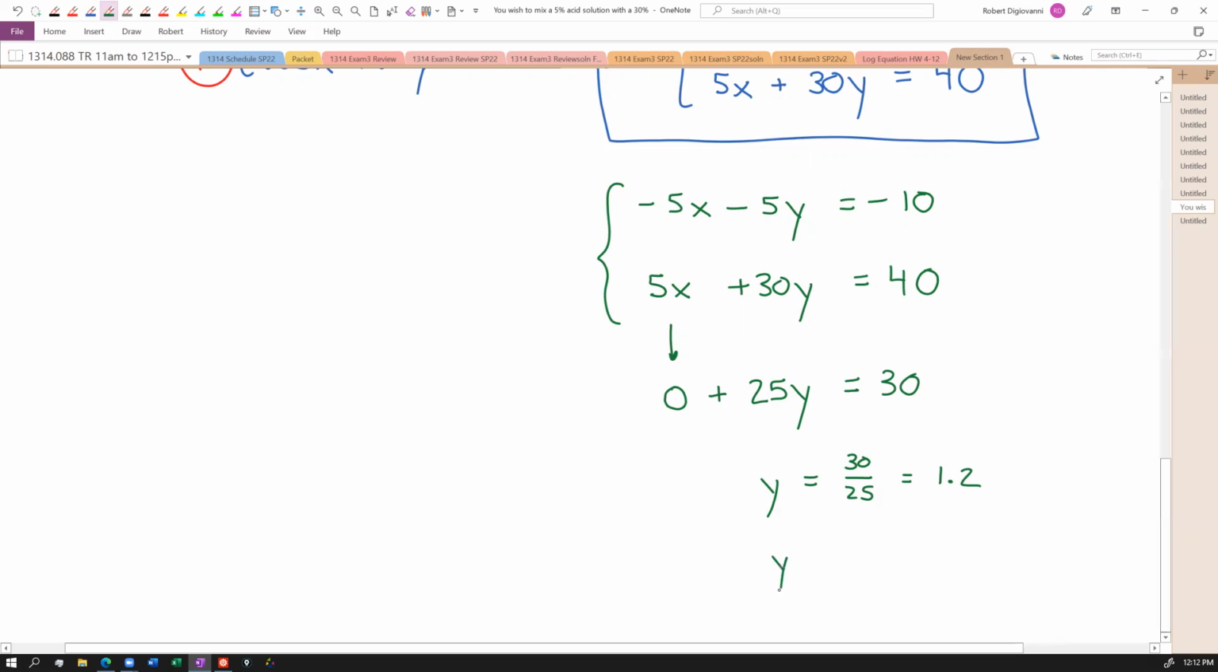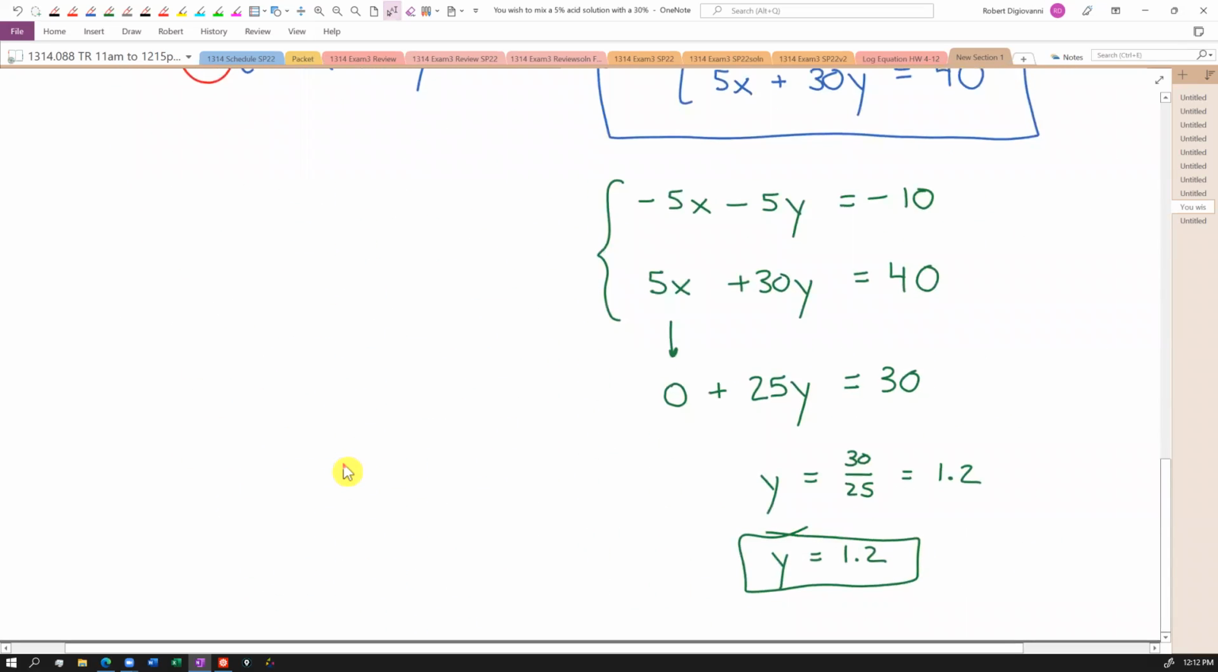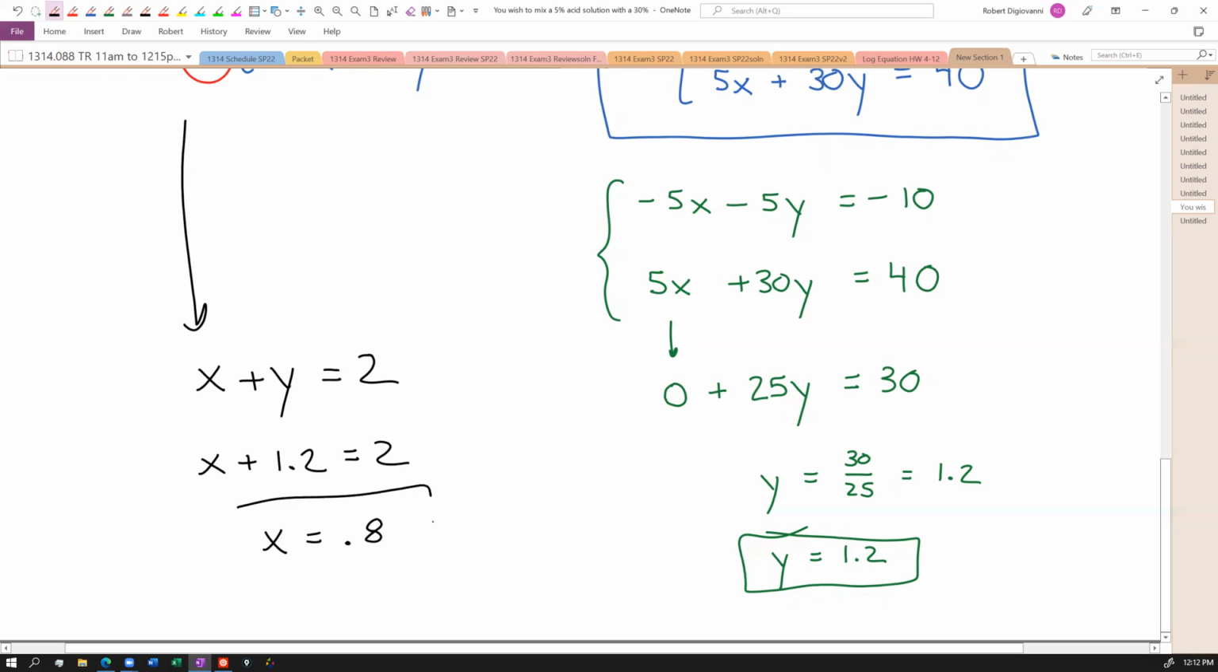So we know what y is, right? y is 1.2. How are we going to get x? Take this answer and plug it into any equation. Which one looks the best to you? Yeah, this x plus y is 2. That's a clean equation. Let's plug into that one. So if I take that equation from up there, x plus y is 2, and replace y with 1.2, we get x is 0.8. And we've answered the question.